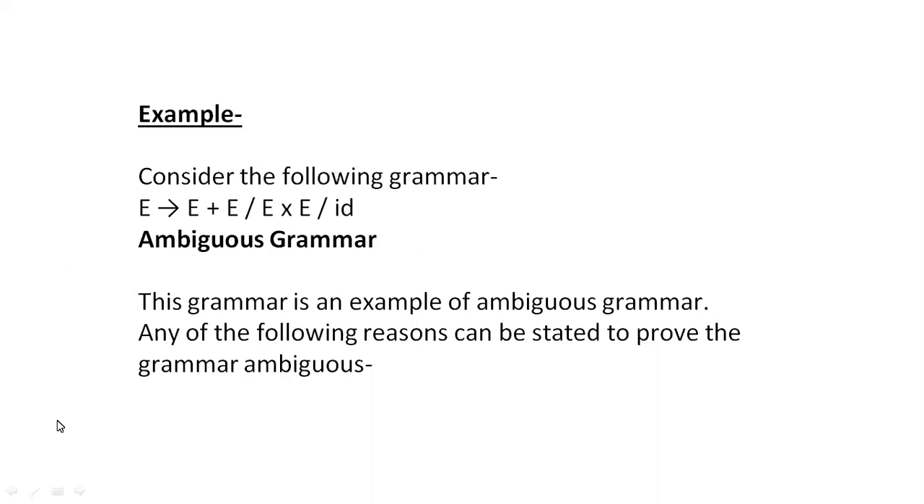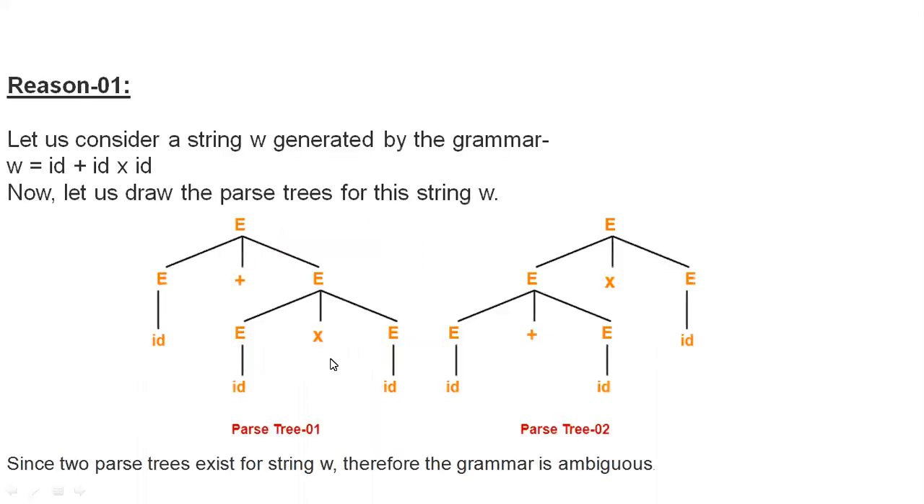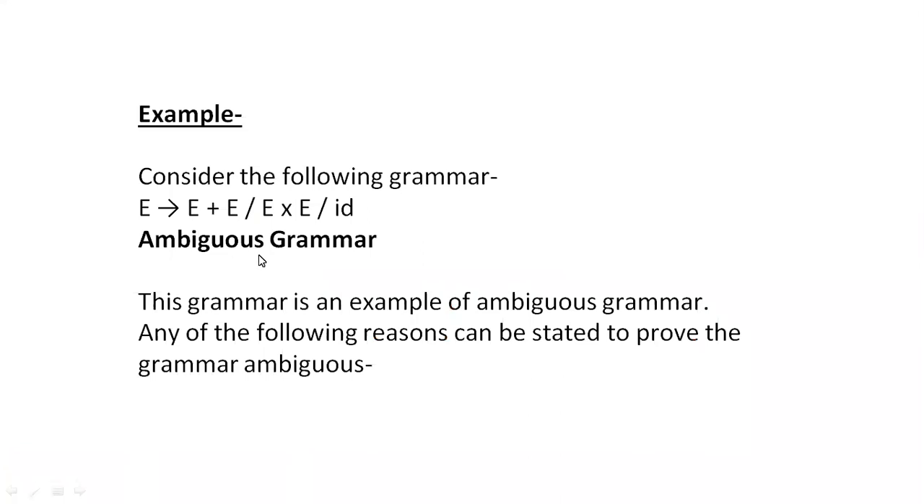For this context free grammar, we are deriving parse trees. See, parse tree 1 and parse tree 2. W is nothing but an input string. W is equal to ID plus ID into ID. This is the string that I need to generate from the given grammar. The given grammar is this one: E tends to E plus E or E star E or ID.